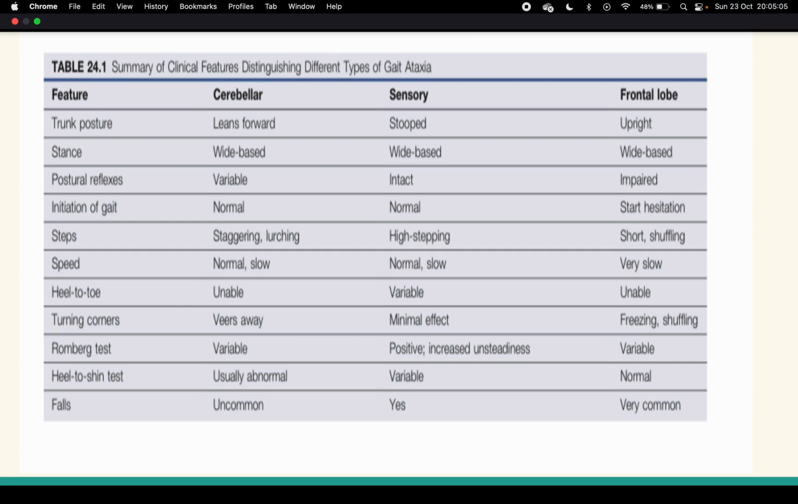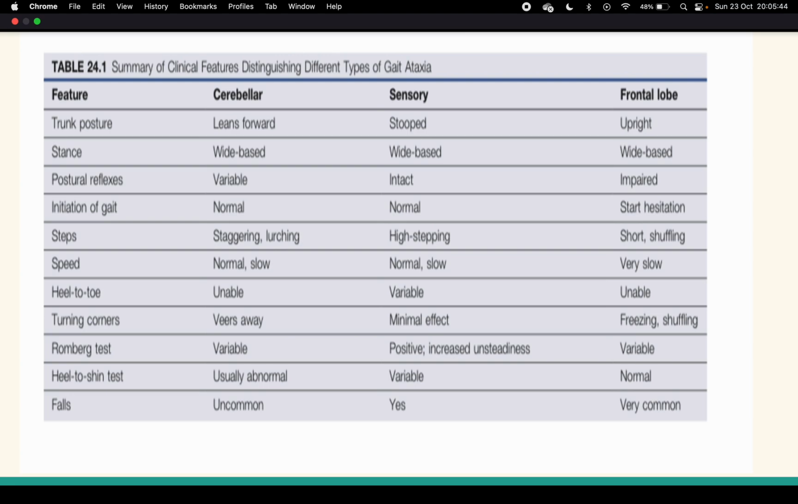While turning, cerebellar patients veer away. In sensory, turning is not much affected. In frontal lobe, there will be freezing or shuffling while they're turning. Freezing means as if their feet are glued to the floor. It is like the magnetic gait of frontal lobe also, but freezing means the patient is unable to do the forward movement of the body, as if he has been frozen in that particular place. Especially we can get this freezing when they're walking through obstacles or a narrow path or turning corners.